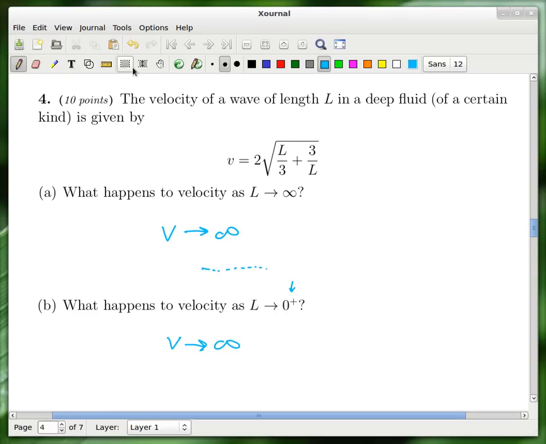So if I can draw some axes, is it always infinity? No, it's not always infinity, because just plug in 1. What happens when you plug in 1? You get a perfectly normal number, like 2 times the square root of 1/3 plus 3. I don't know what that is, but it's some perfectly good finite number.